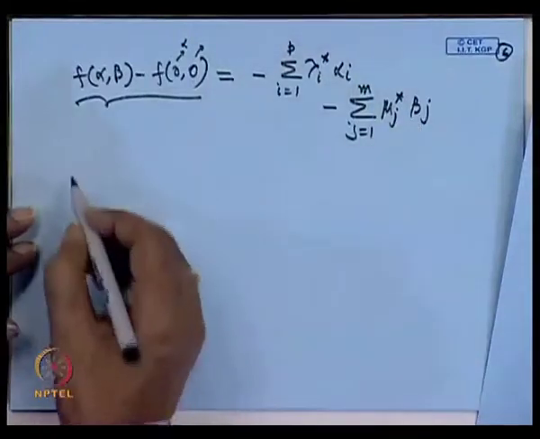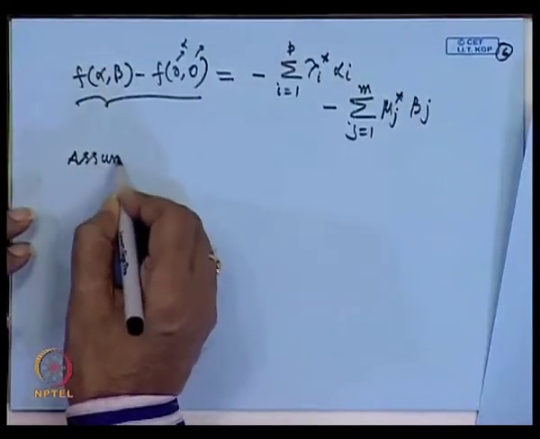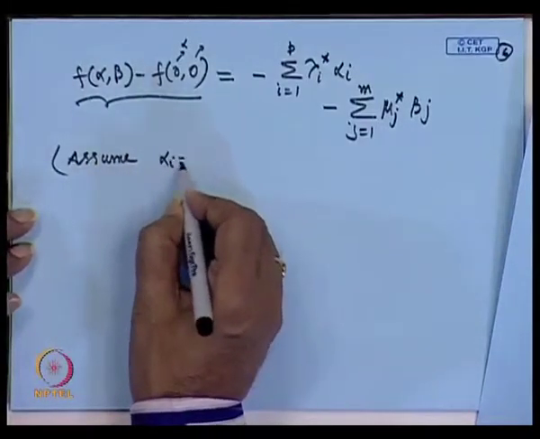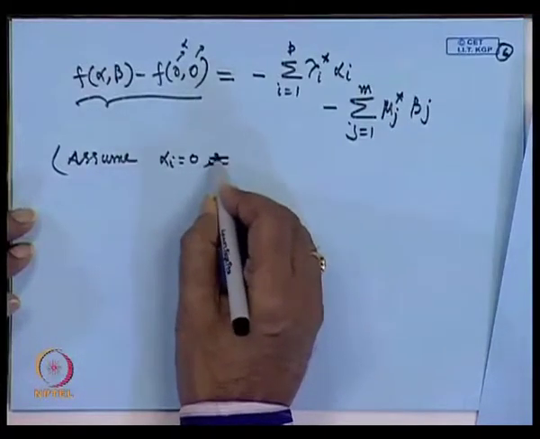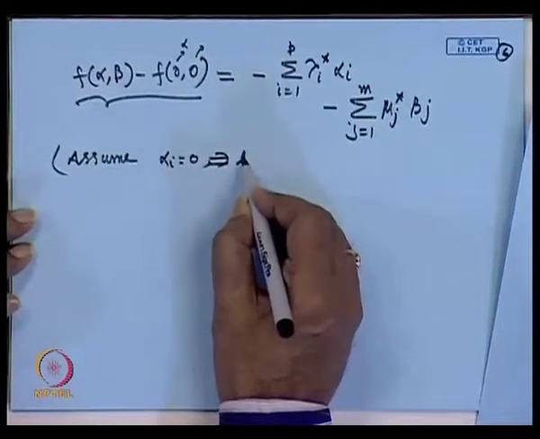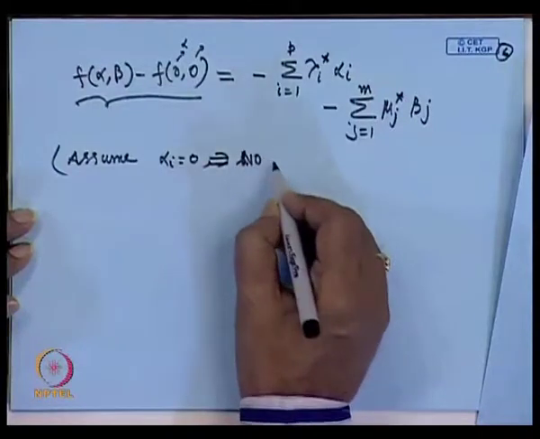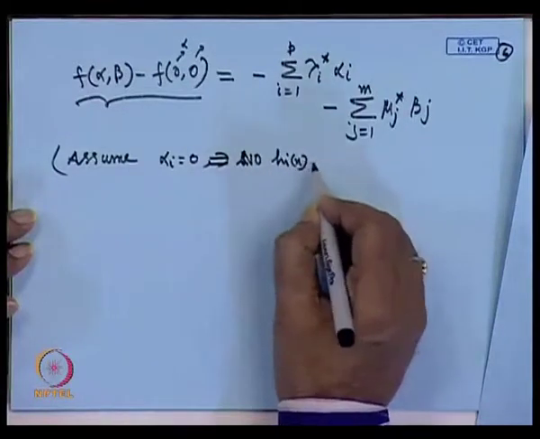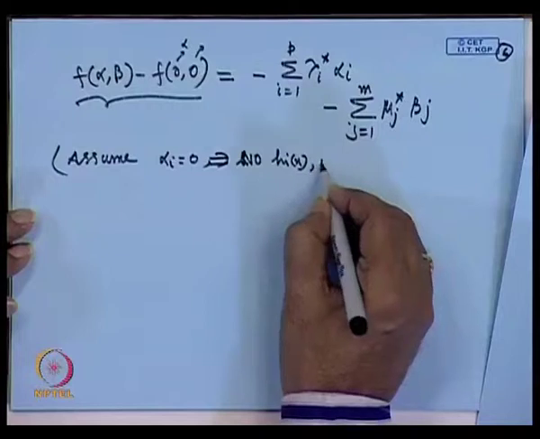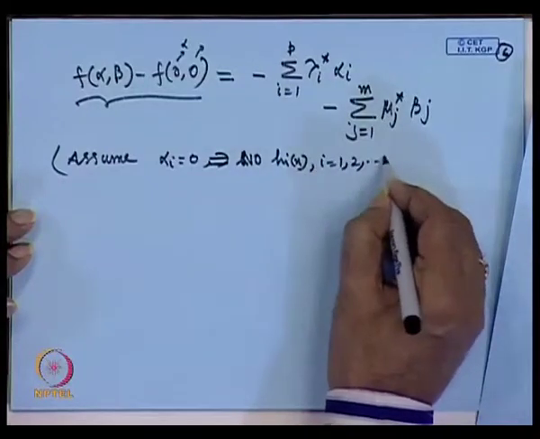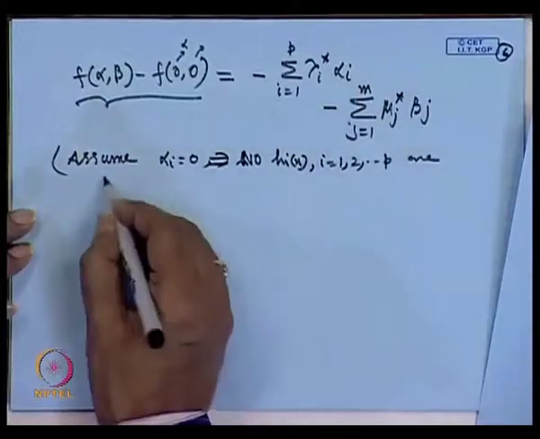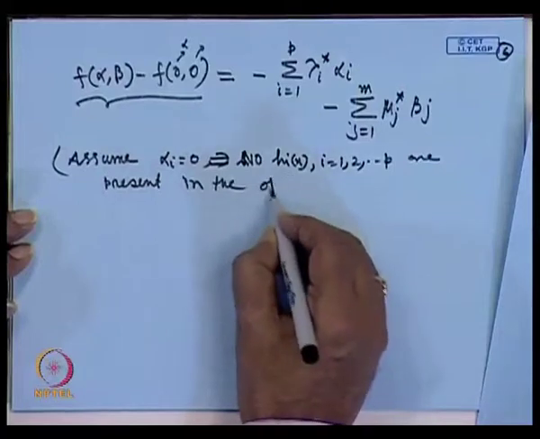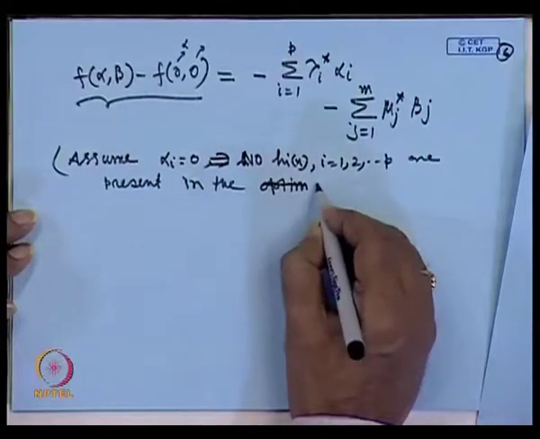Now, you see this one, assume that alpha i is equal to 0, which implies that there is no equality constraint for i equal to 1, 2, up to p present in the minimization problem.